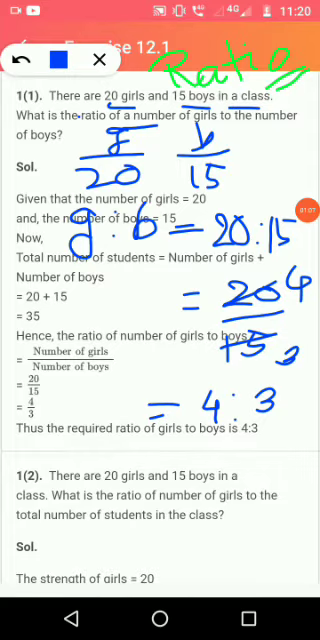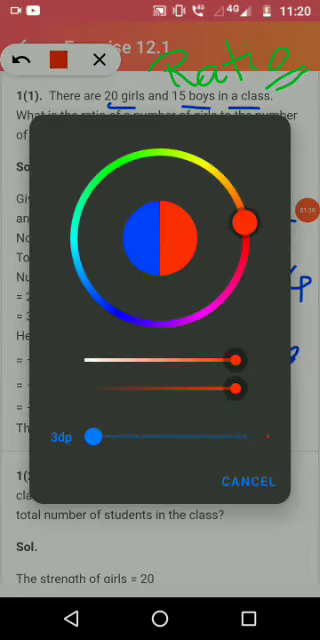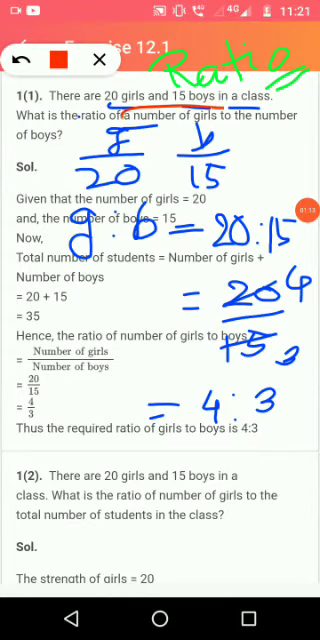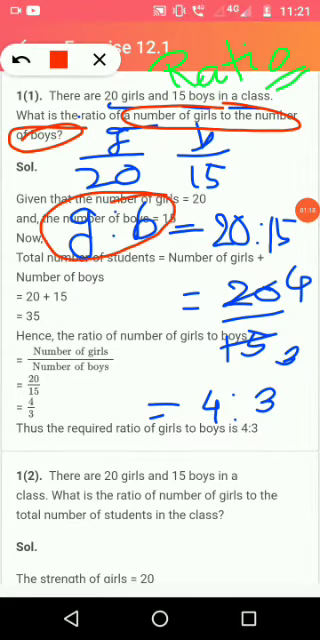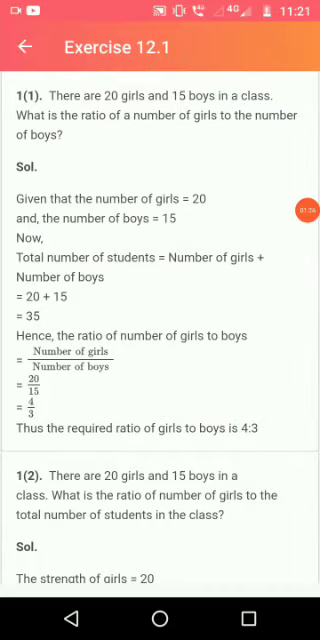Whenever the question is, you see the question given here is number of girls to number of boys. That's why I have written girls to boys. And I have written 20 is to 15. Thus 4 by 3. Alright. Coming to the next question.